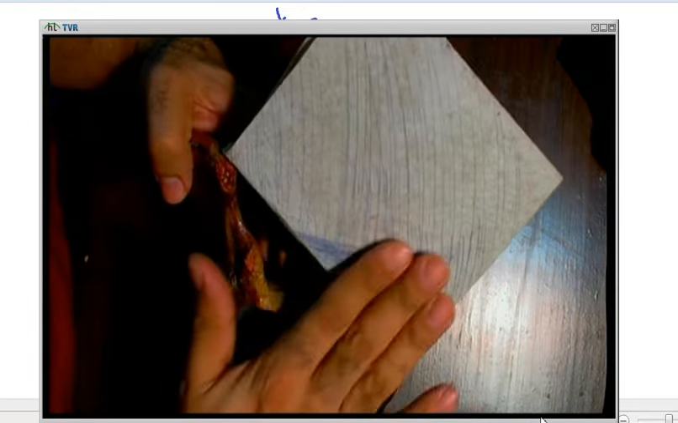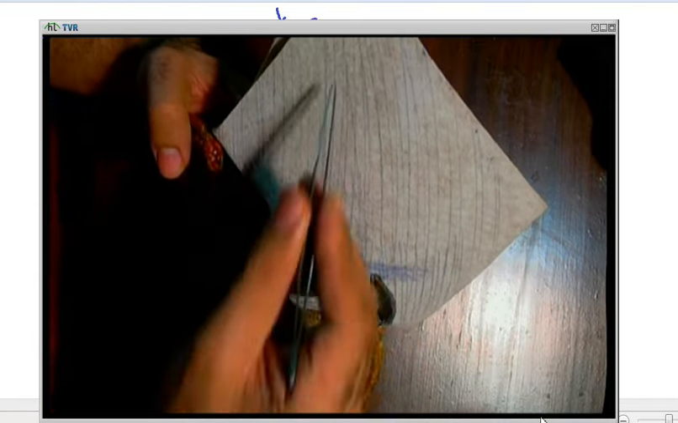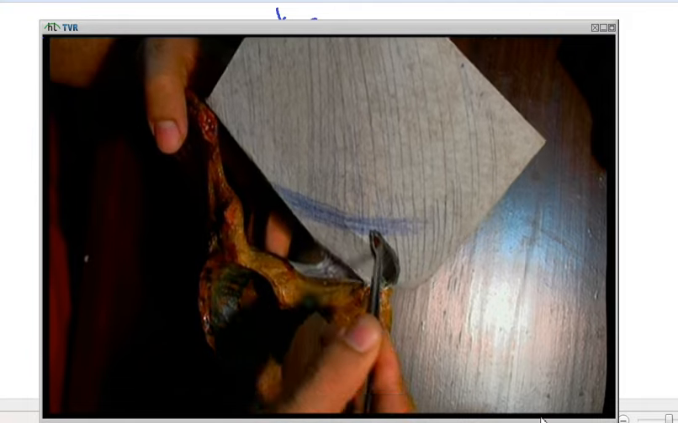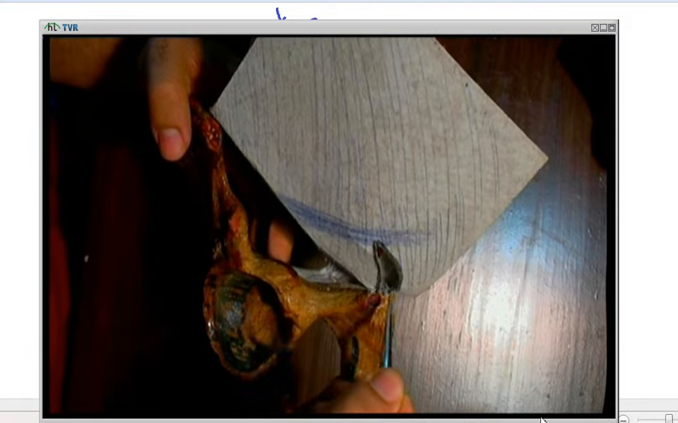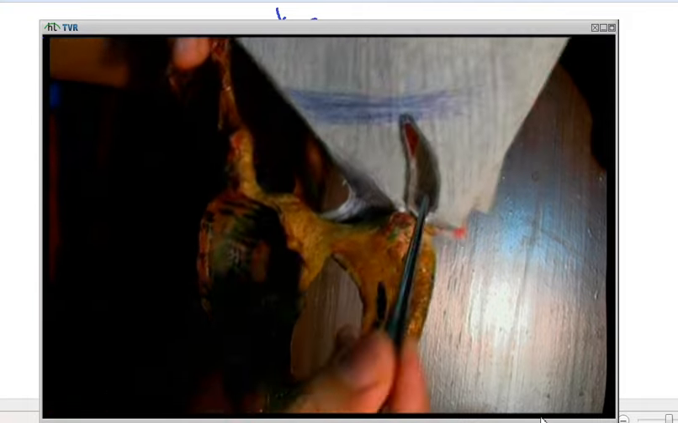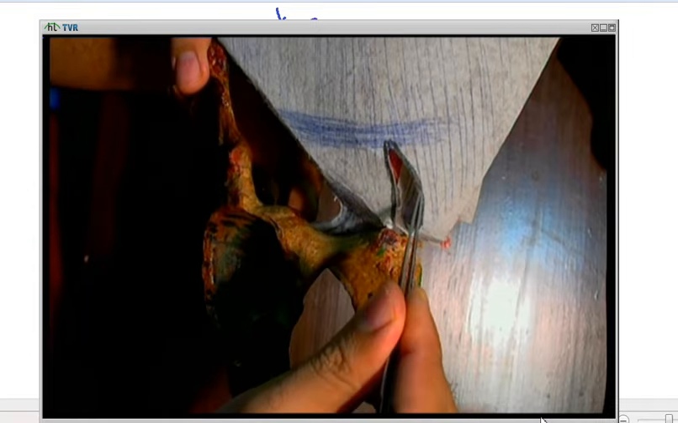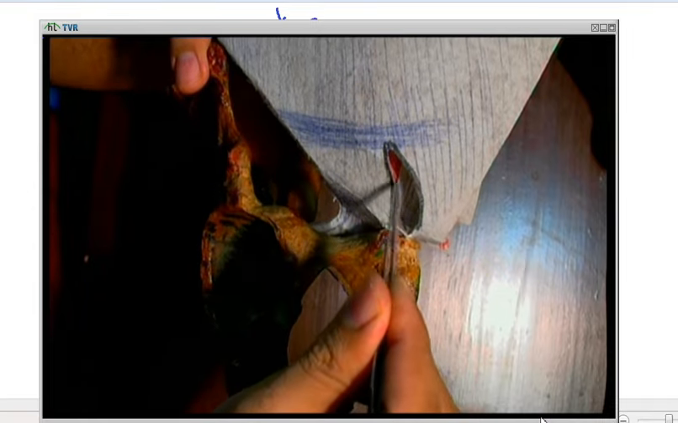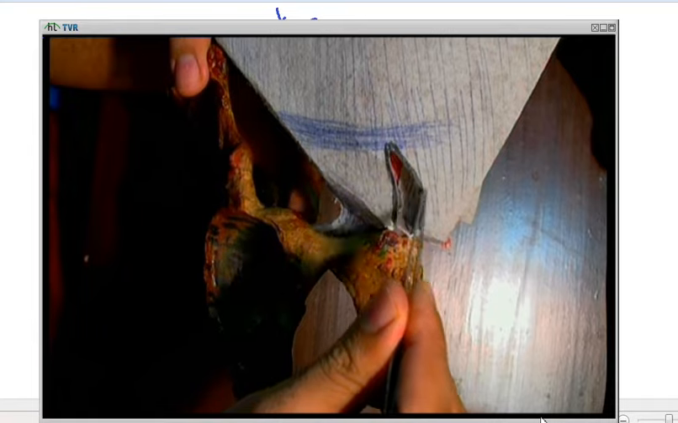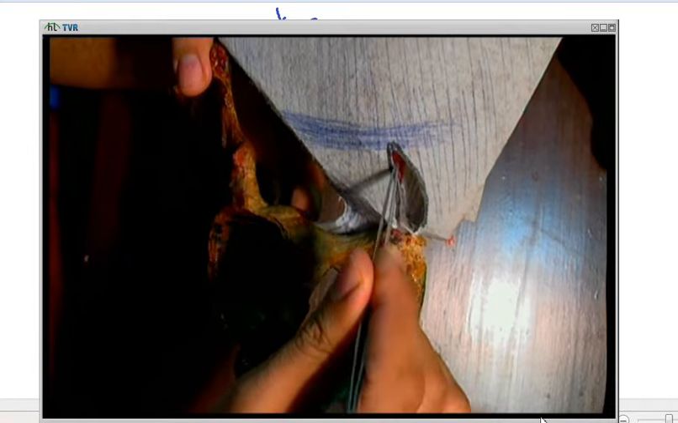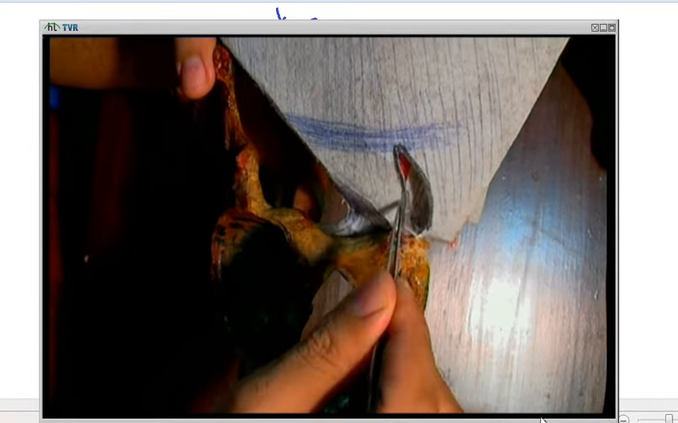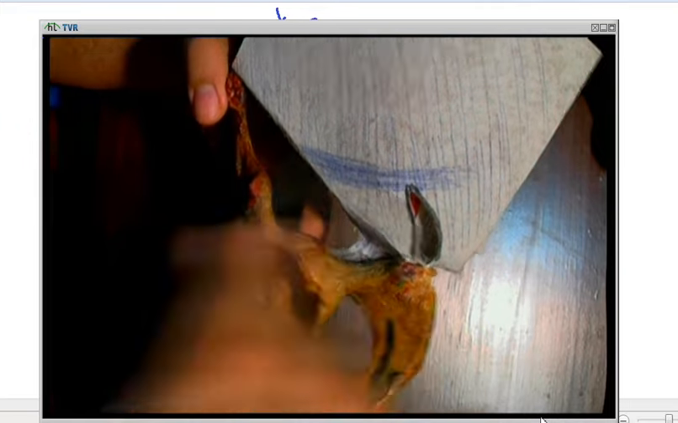External oblique aponeurosis: the direction is downward and medial, like this. In the lower medial part of the external oblique aponeurosis, we have the superficial inguinal ring here. The base of this ring is formed by the pubic crest. It has two borders, each called a crus, medial crus and lateral crus. The medial and lateral crus are formed by the aponeurosis of the external oblique muscle.